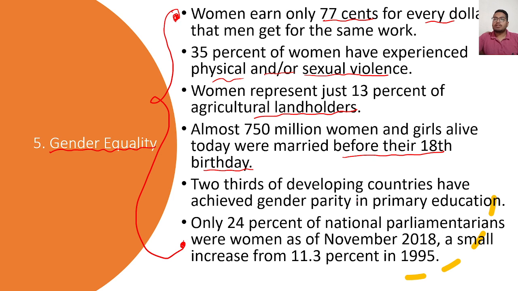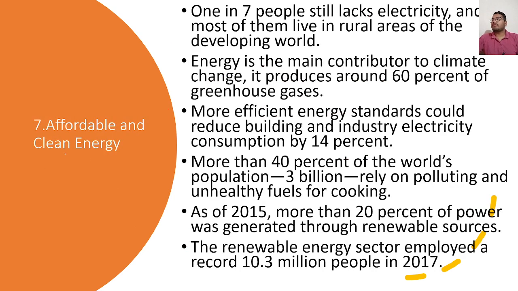Next, two-thirds of developing countries have achieved gender parity in primary education. Only 24% of national parliamentarians were women as of November 2018, a small increase from 11.3% in 1995. This was all about SDG 5. So let's go to the next important one, that is affordable and clean energy. This is SDG 7.